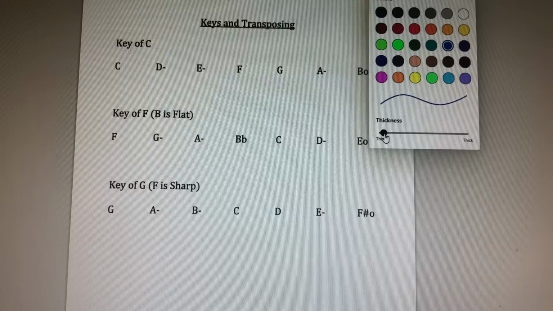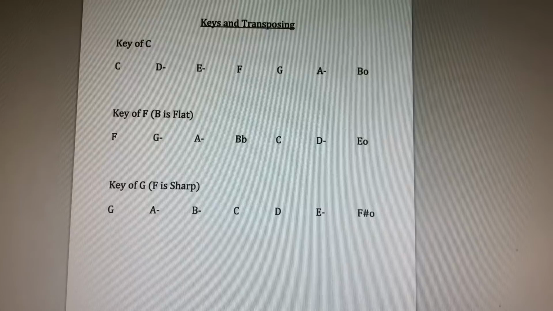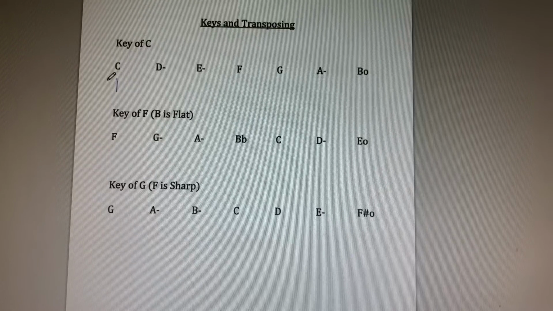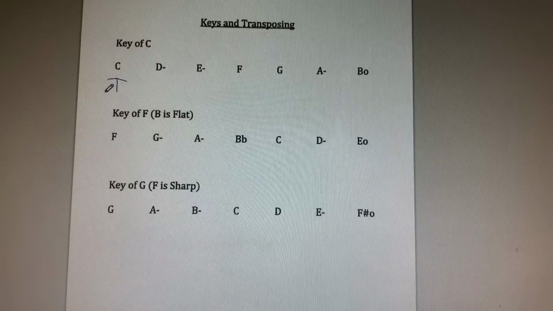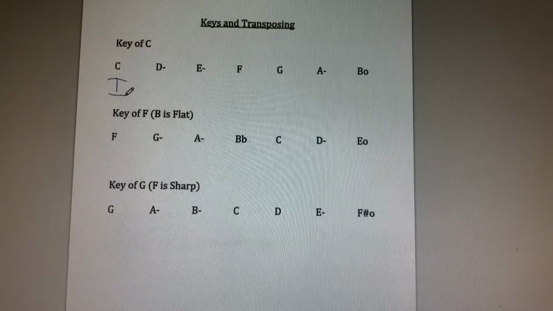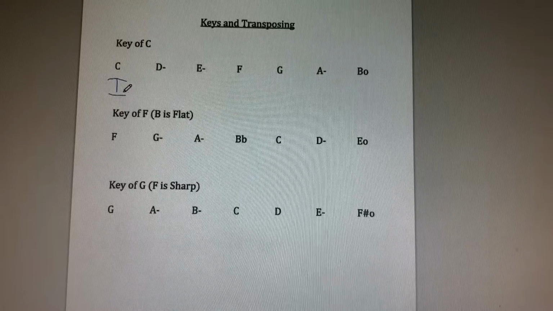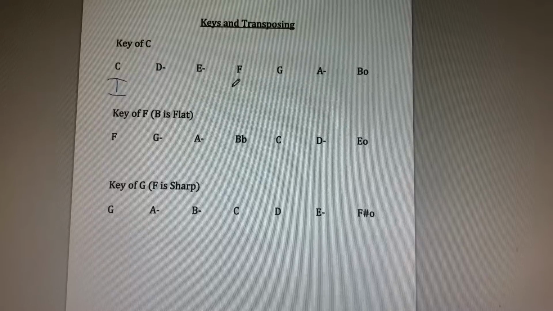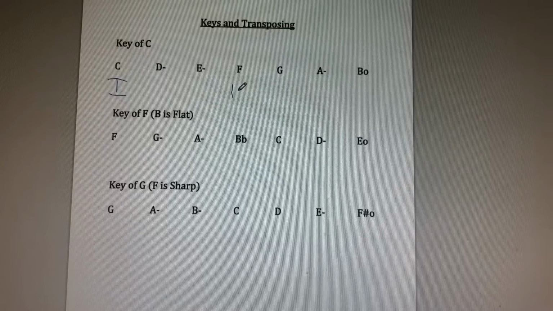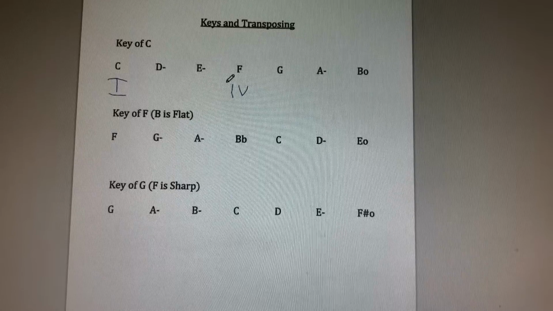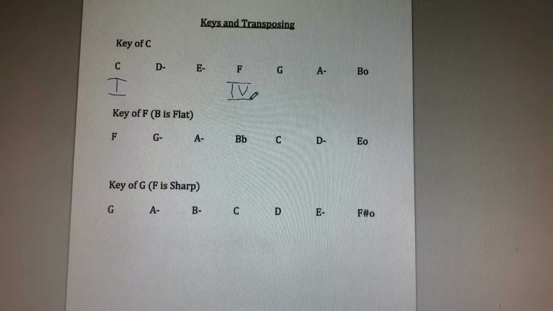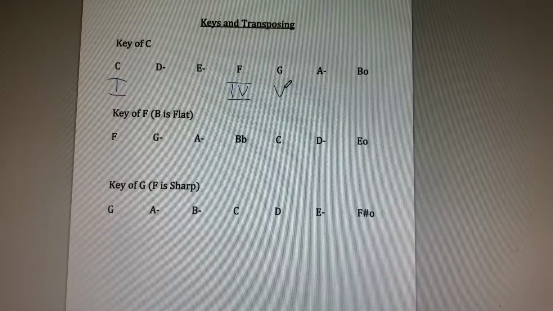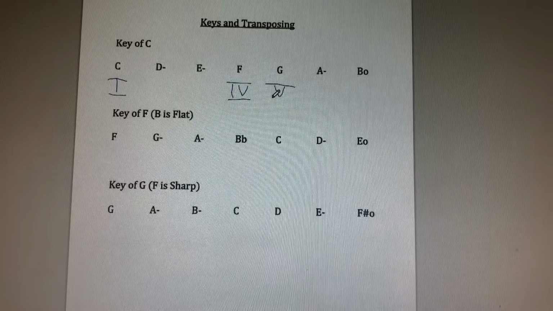We'll make it blue. As I look at my key of C, I'm going to use Roman numerals because that's how you do harmonic analysis, meaning analyzing how the chords function in that key. So the C chord is the 1 chord. 2, 3, 4. The F chord is the 4 chord. The G chord is the 5 chord. We'll make them blue for major.